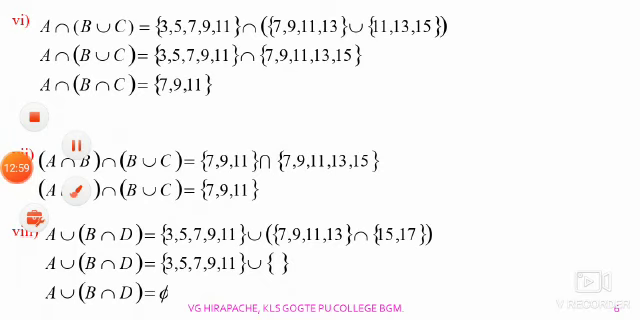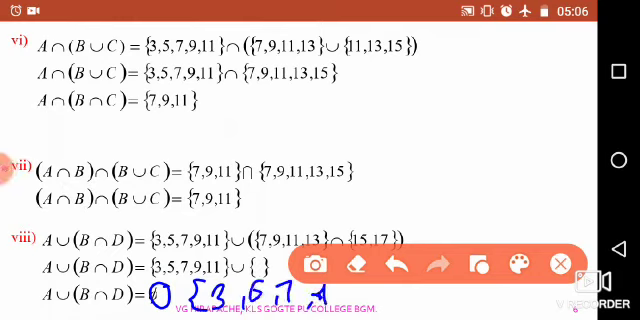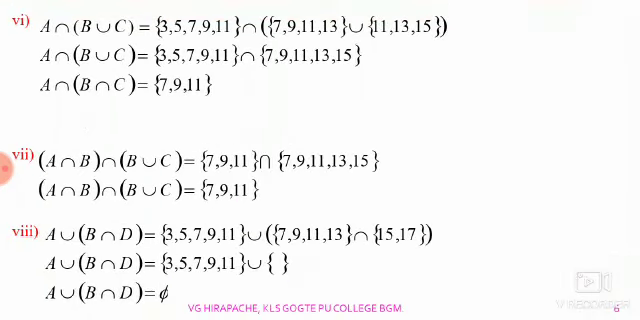Dear students, once again there is a correction. This set is nothing but 3, 5, 7, 9, 11. Make a correction in this problem. The set containing 3, 5, 7, 9, 11 union the empty set is 3, 5, 7, 9 and 11, not an empty set. These are the elements of A union B intersection D.